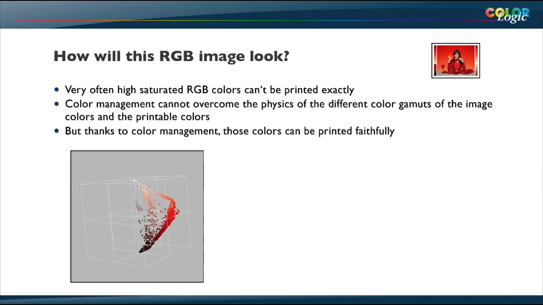So we looked at this cloud of points from our image, now in our LAB color space. If I want to print that in a CMYK color space, typical offset on glossy paper, so high quality printing, the color space of such a CMYK color space like Fogra 39, ISO coated, looks like this.